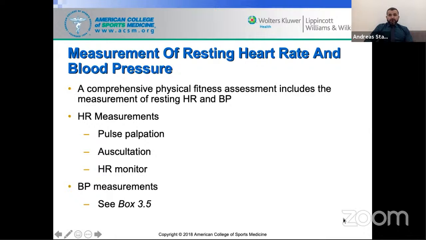Let's talk about heart rate and blood pressure. Palpation is one way to do it. Auscultation is another way to do it, or with an HR monitor, right? We've talked about that in 212. For blood pressure, there was a specific way of how to do it in the previous chapter.